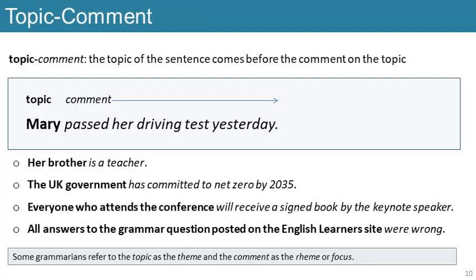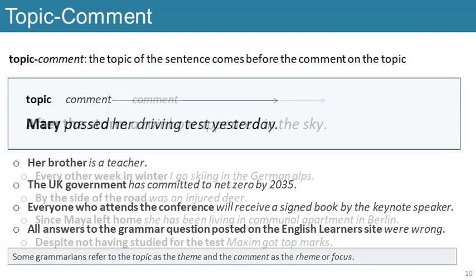The first general expectation is that the topic of the sentence will come before the comment about the topic. So in the simple sentence, Mary passed her driving test yesterday, the topic is Mary, and the comment about Mary is that she passed her driving test yesterday. Here are more sentences exemplifying the topic comment principle. You will note that in each case the topic is the grammatical subject.